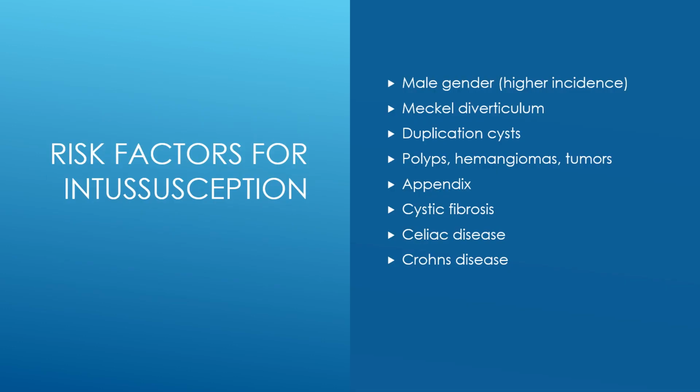So what are some risk factors for intussusception? A lot of these are really due to inflammatory conditions of the bowel. Male, that's not inflammatory, but being male, you have a higher incidence. Meckel diverticulum, again, that's an inflammatory process. Duplication cysts, polyps, appendix, cystic fibrosis, celiac disease, Crohn's disease, right? A lot of those are inflammatory conditions that can just put you at risk for intussusception.